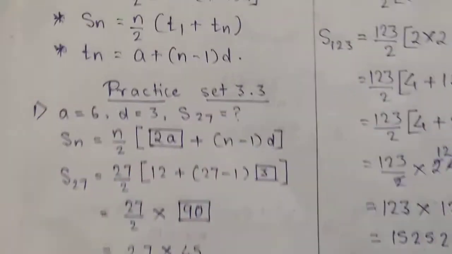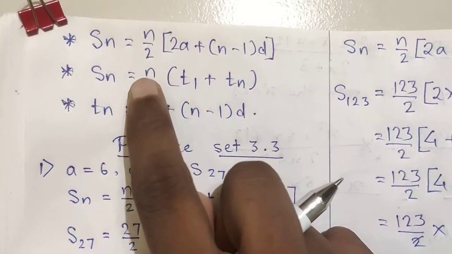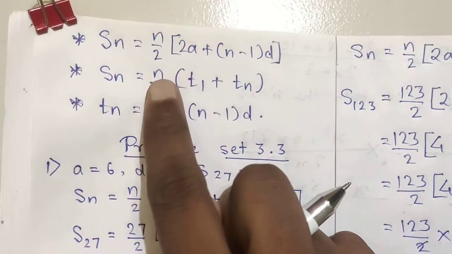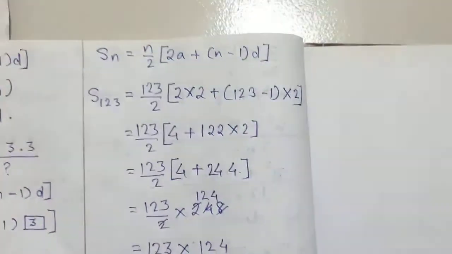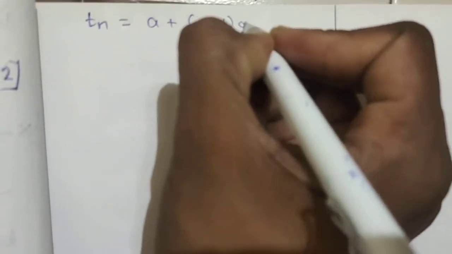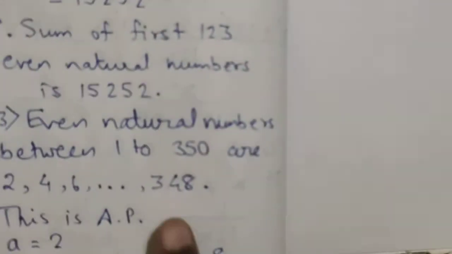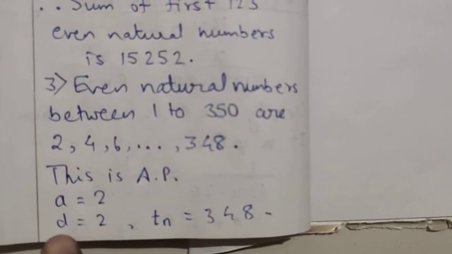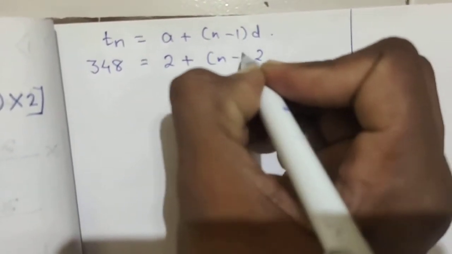Okay, so in this case we are going to use this formula. Already we know first term and last term, but we don't know what is n. So that is what we are going to find out. Since we know Tn, we are going to use the formula of Tn, that is a plus n minus 1 into d. Now in this formula let us put the values. Already we know Tn is 348. What is a and d? a is 2 and d is 2. Remaining things will be as it is.